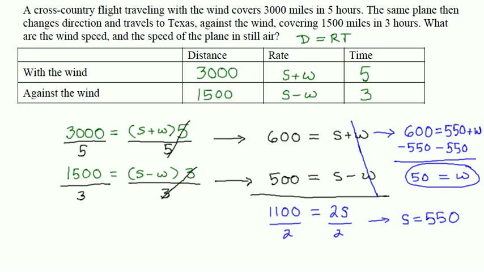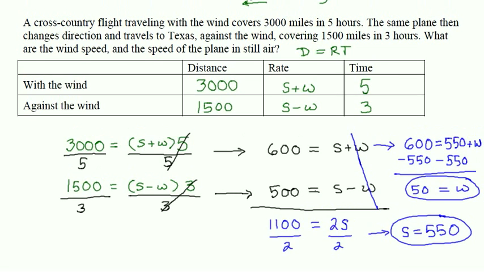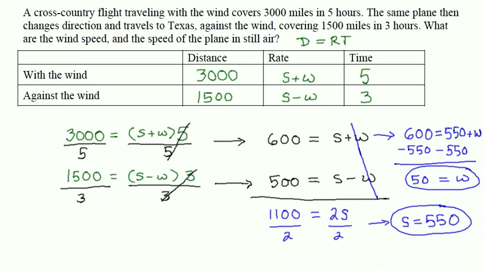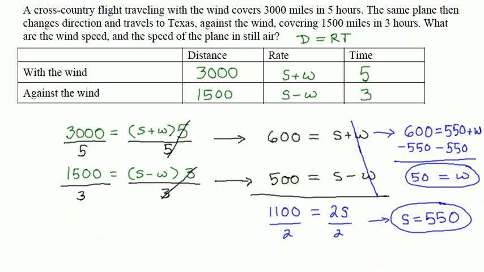So these are my two answers, but I still need to express them with labels and units. As I defined above, S is the still airspeed of the plane and W is the wind speed. The units here are all miles per hour because our distance is measured in miles and our time is measured in hours. So the still airspeed of the plane is 550 miles per hour, and the wind speed is 50 miles per hour.